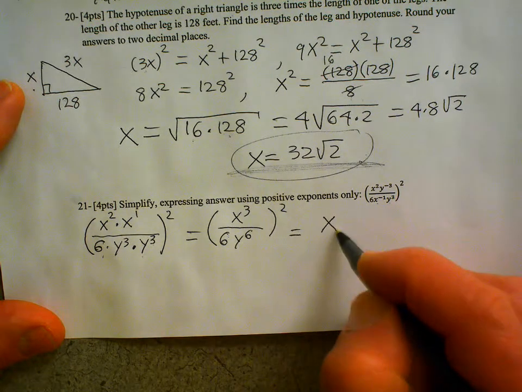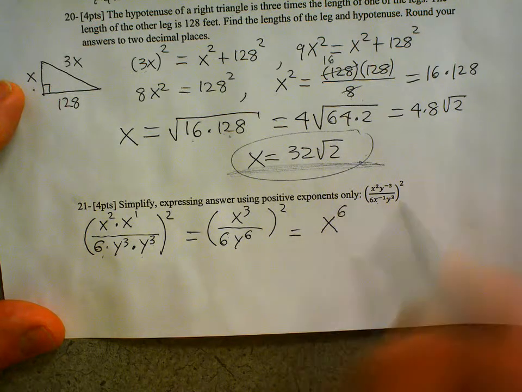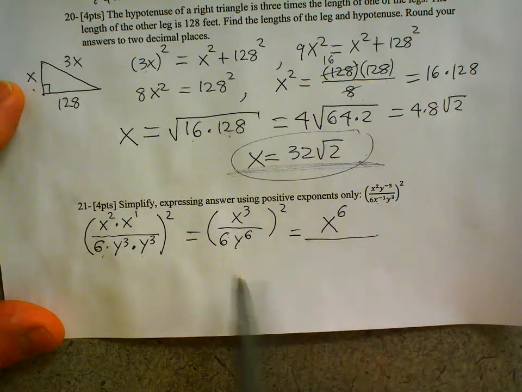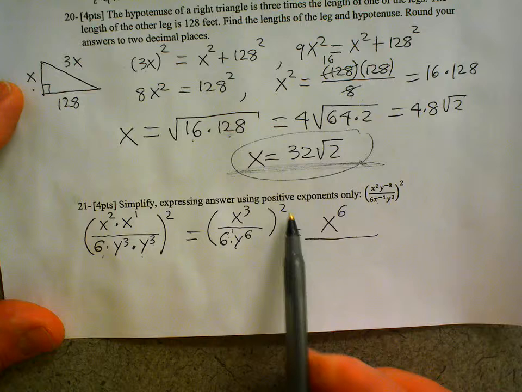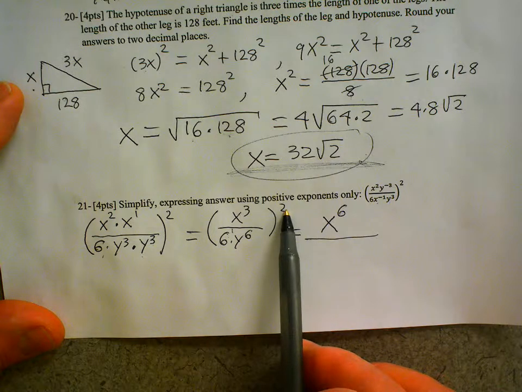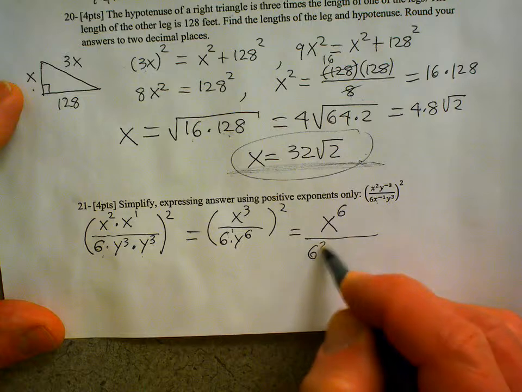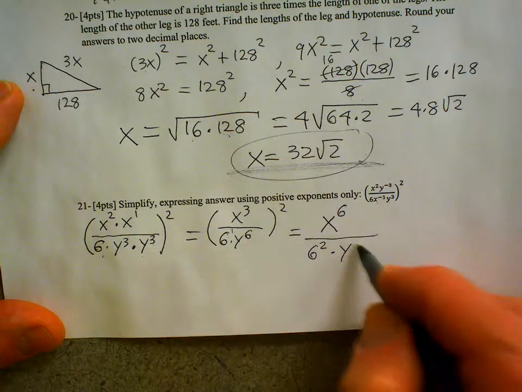So in the numerator, we multiply the exponents to get x to the sixth. 2 times 3 is 6. If you think of 6 as 6 to the first, then we're multiplying the exponent 2 times the exponent 1, and we get 6 to the second. And then times y to the 2 times 6, or y to the 12th.